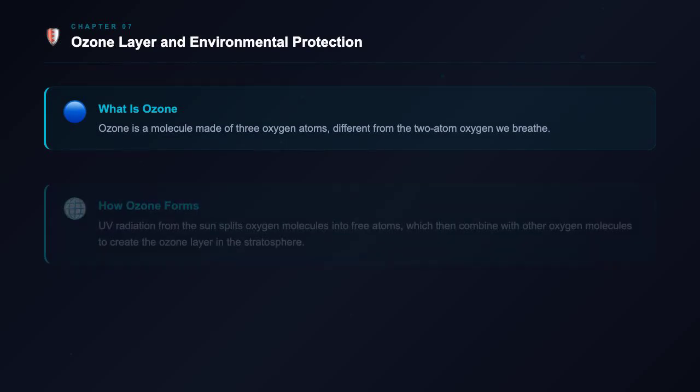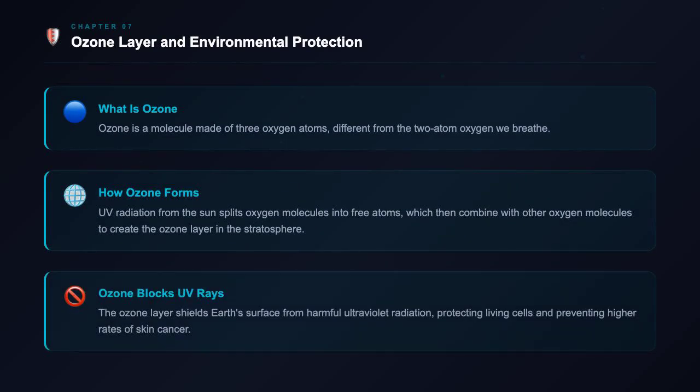Ozone is a molecule made of 3 oxygen atoms. It's different from the oxygen we breathe, which is made of 2 oxygen atoms. In the stratosphere, ozone forms a protective shield around the planet. This shield is created when ultraviolet radiation from the sun splits oxygen molecules, forming free oxygen atoms that combine with other oxygen molecules to form ozone. The ozone layer blocks harmful ultraviolet radiation from reaching the Earth's surface, protecting living cells from damage. Without it, skin cancer rates would be much higher and ecosystems would suffer.